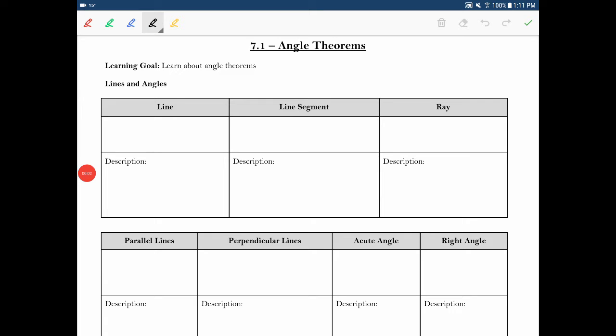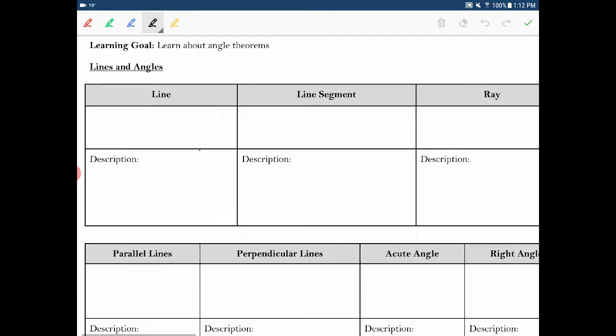Hey all you cool cats, today we're going to take a look at angle theorems. So the first thing we're going to do is talk about some definitions.